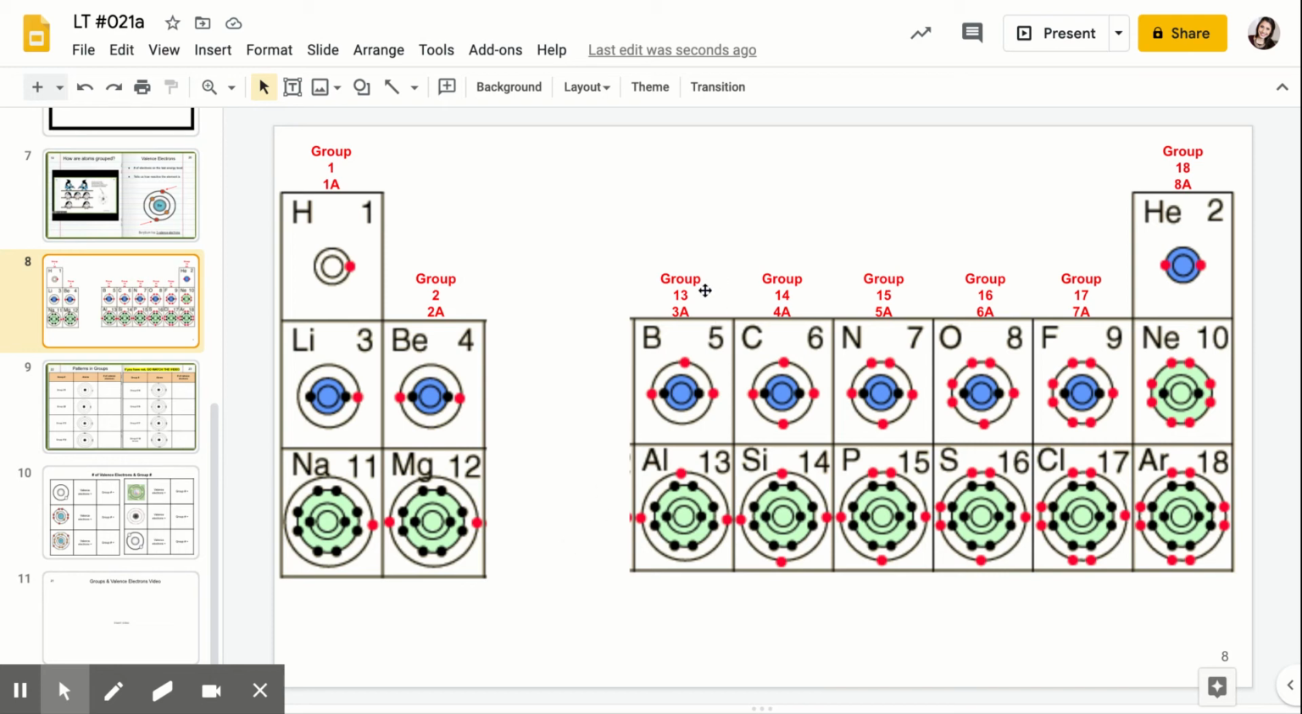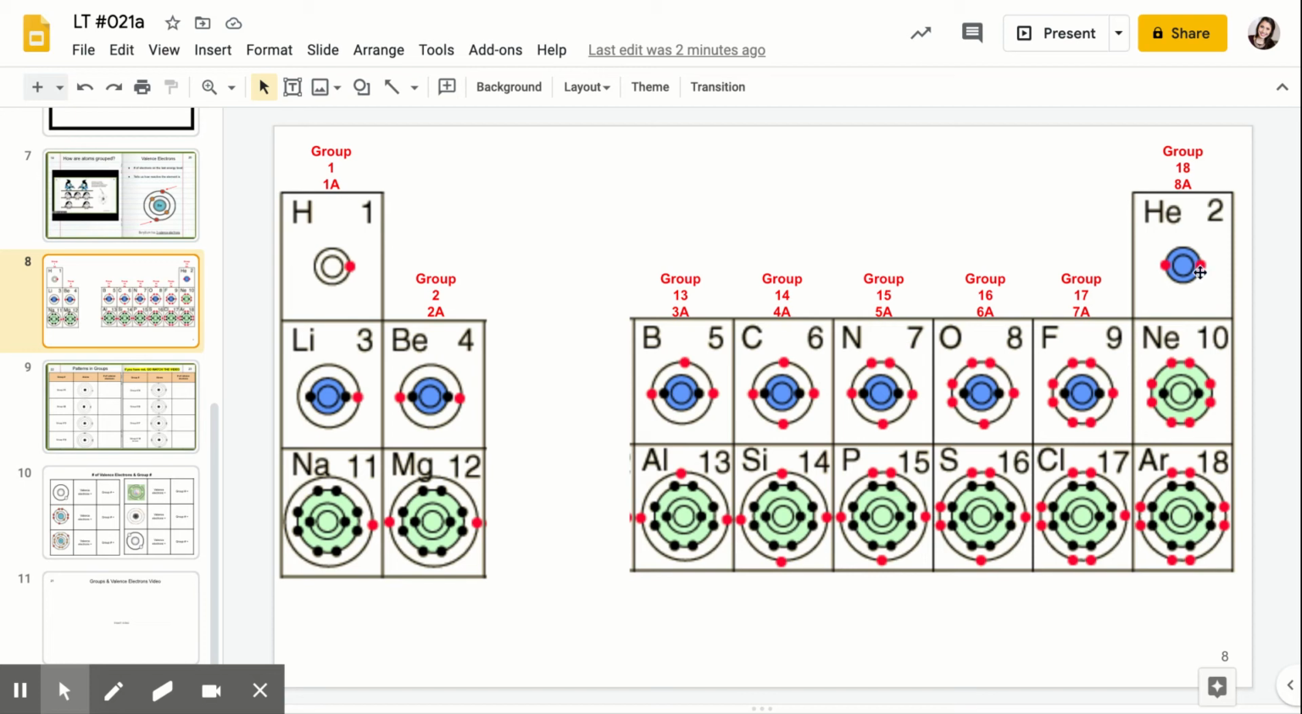And we're going to go to group 13. And so we see everything in group 13 has 3. 1, 2, 3. 1, 2, 3. Group 14 has 4. 15 has 5. 16 has 6. 17 has 7. Group 18, almost all of them have 8 except for helium.